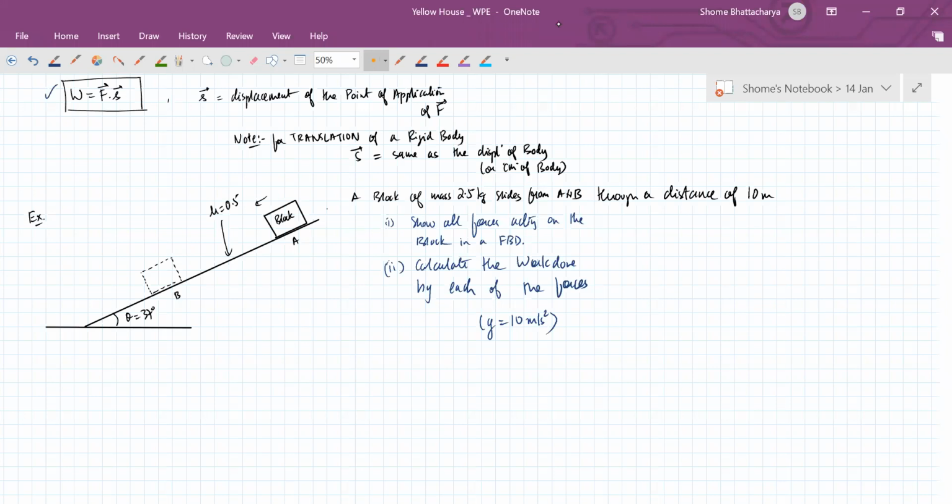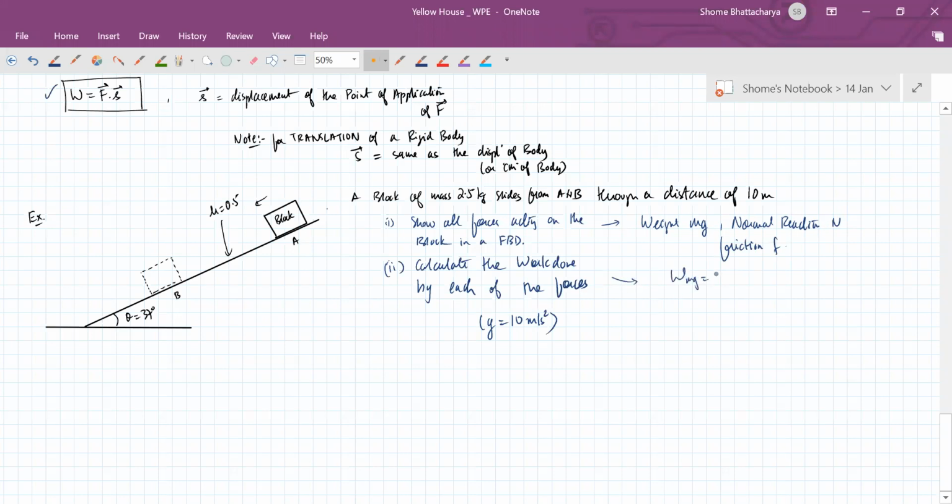Okay, so what are the answers? You know that the number of forces acting on this are three forces. There will be weight, mg, normal reaction, N, and friction, kinetic friction to be precise. Okay, so you have to calculate the work done by each of these.